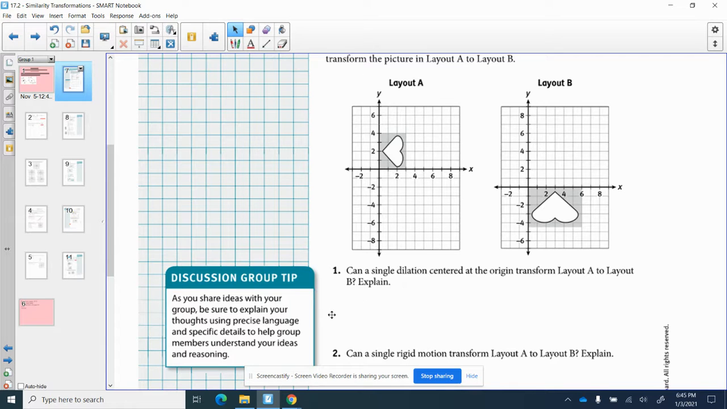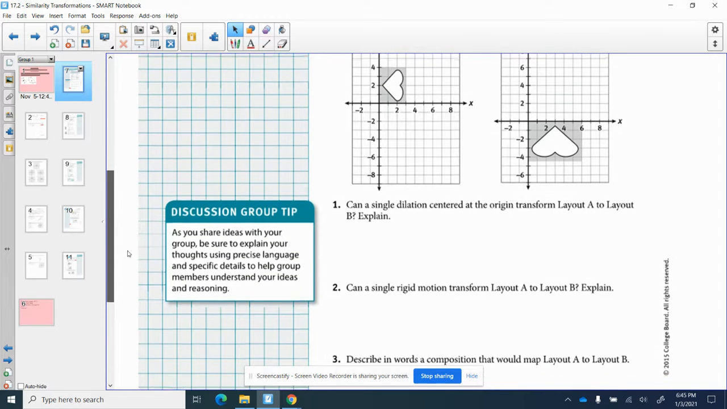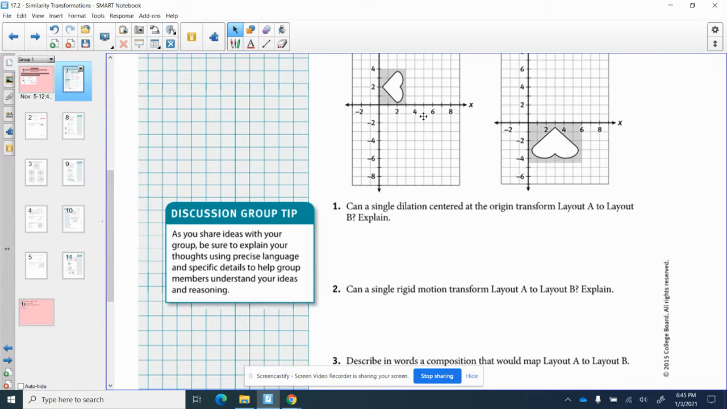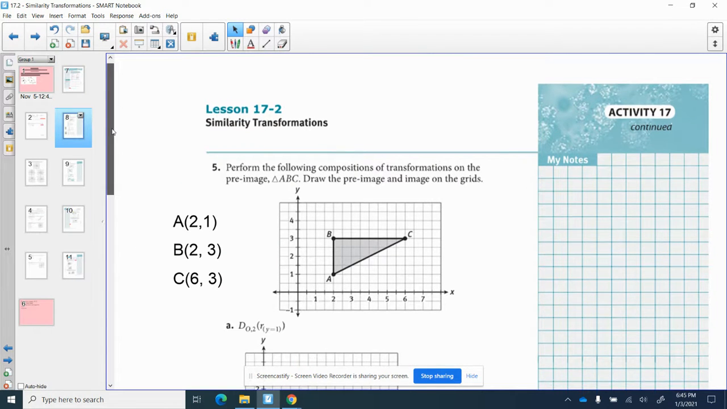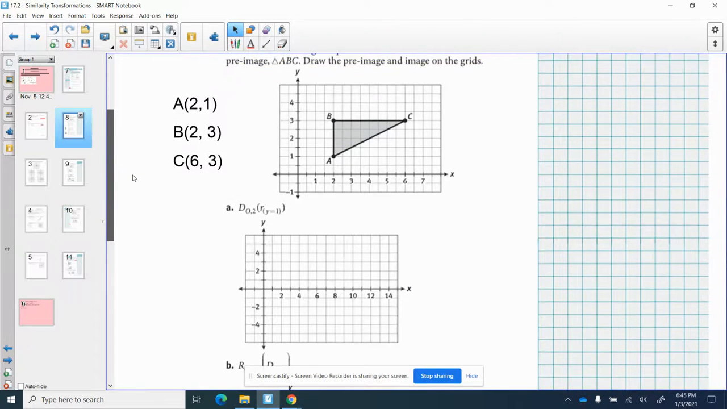Now, there isn't one singular transformation that's going to map figure A onto figure B, because it's going to either need some sort of rotation or translation, and it's also going to need for sure a dilation of some sort. So one of the things that we could do is a dilation and a rotation to map figure A onto figure B. So to practice again with our composition of transformations, we want to remember a couple things.